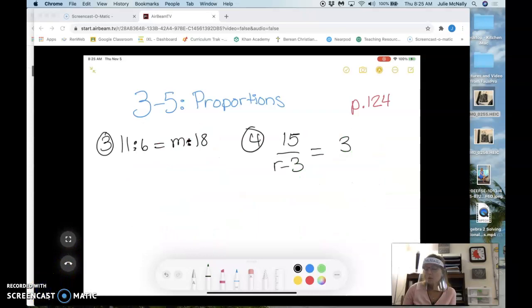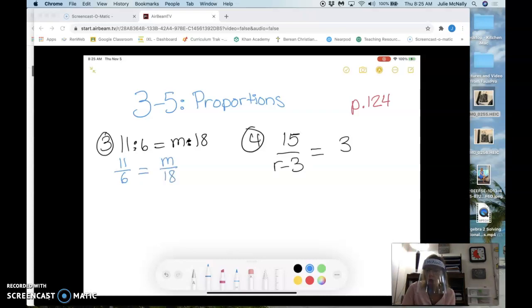So number 3 looks a lot different than what we're used to seeing, but that's okay. We can still make it work. We're going to turn those ratios into fractions and then solve the same way we were doing before. So all those 2 dots are another way to write ratios. So I'm just going to change it to be fractions.